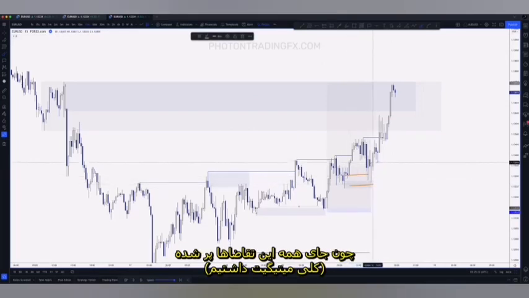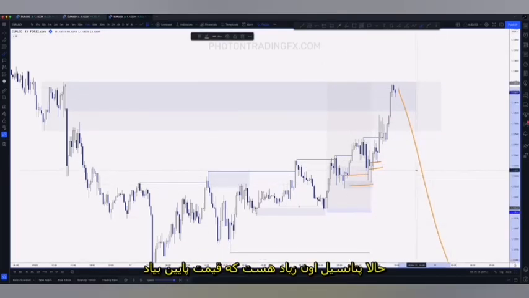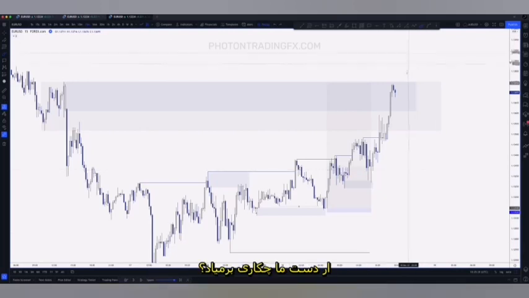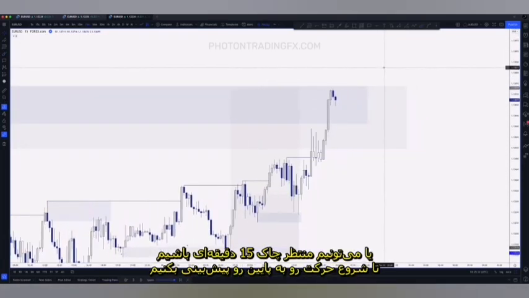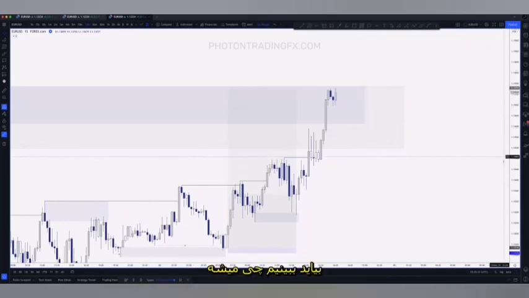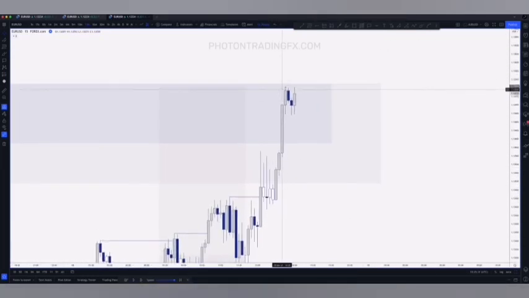Because all of the demand has been filled with all of these mitigations, it's potential that price can then come down. But what can we do? Well, you can just jump in straight away, or you can wait for an M15 change of character to potentially anticipate that. So let's have a look. See how price just about spiked that small high, so that means that we have an internal low here.